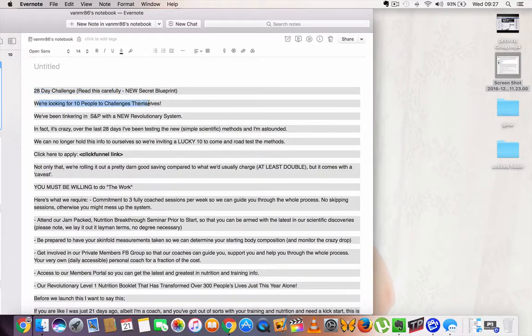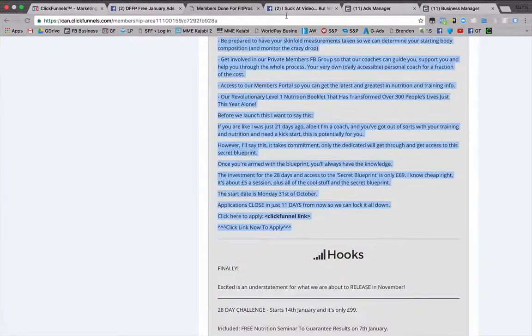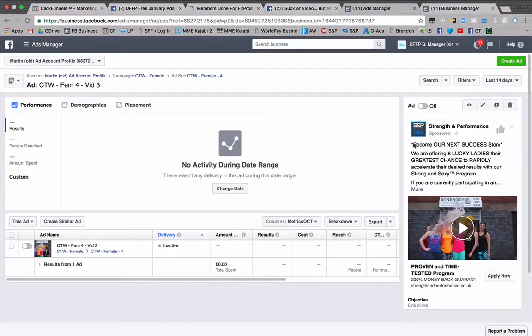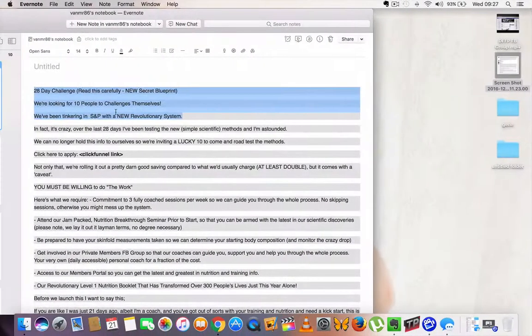We're looking for 10 people to challenge themselves. We've been tinkering in the strength and performance headquarters with a new revolutionary system. So this is your hook, right? This is very important because, to give you an idea of what it would look like on Facebook, this is the first three lines you would see on mobile traffic. So your first few lines should hook them into the ad so they read further and inquire what this is about. Those are very important.